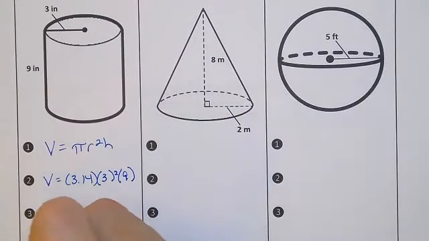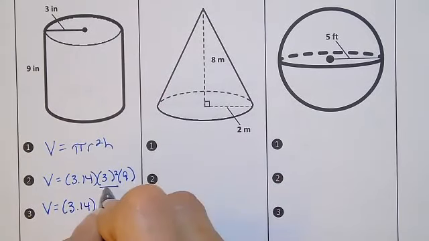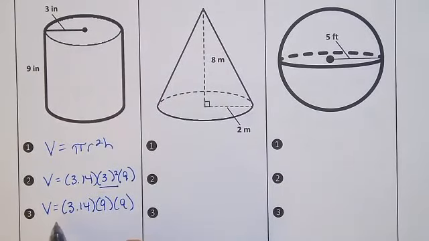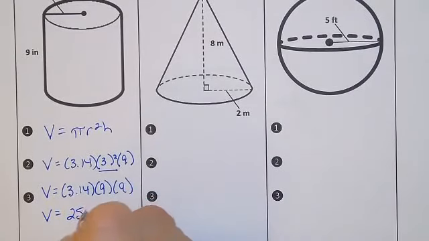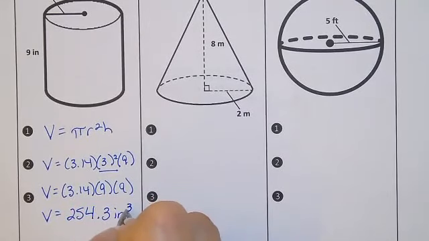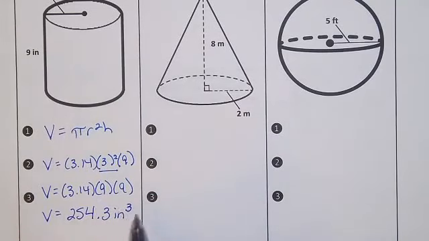Okay, so it's time to solve. First thing I'm going to do is take care of this exponent. 3 squared is 9. And now I need to multiply 3.14 times 9 times 9. And I get 254.3 inches cubed. Again, my unit of measure is inches, and since it's volume, it is cubic inches or inches cubed.